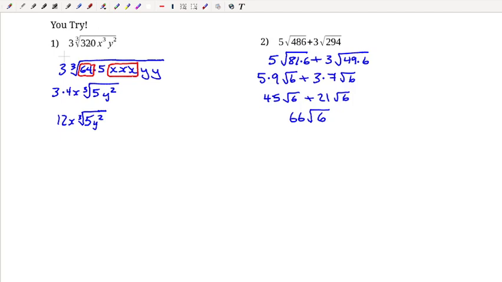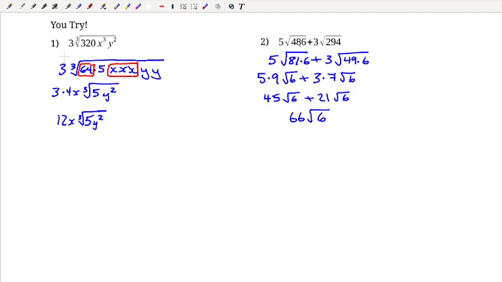So the cube that fits into 320 is 64, so it's 64 times 5. And an x cubed cube rooted brings me 1x outside. 64 cube rooted gives me 4, so 3 times 4 is 12. And I'm left inside with a 5 and a y squared.